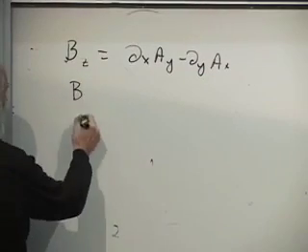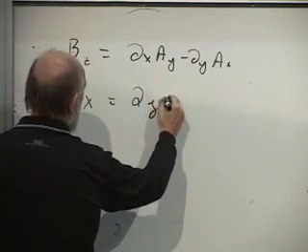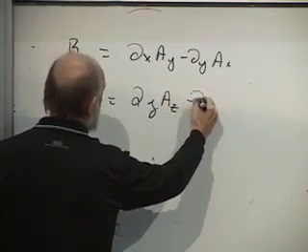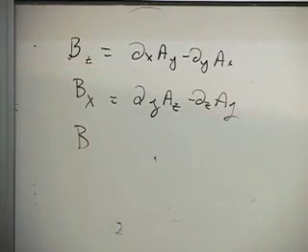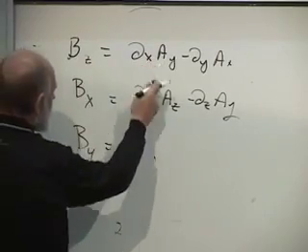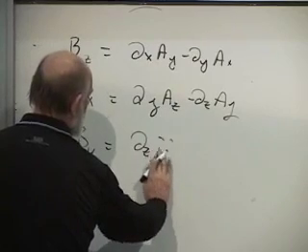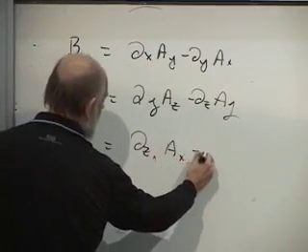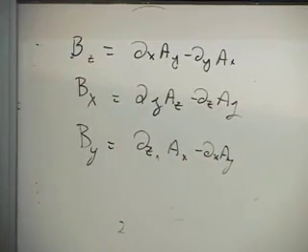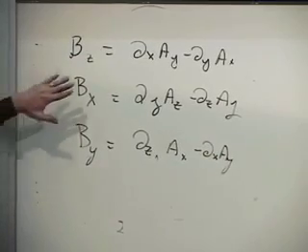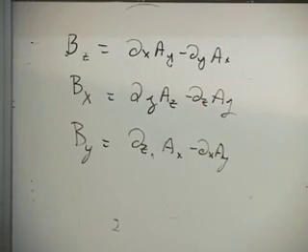Bx: x goes to y, y goes to z, so dy Az minus dz Ay, right? And finally, By, what did I leave out? By is dz Ax minus dx Az. Now this is the definition of B. Now let's check. I've made no assumption whatever about the way that the A's are varying in space. In fact, I made no assumption because all I did was define something.